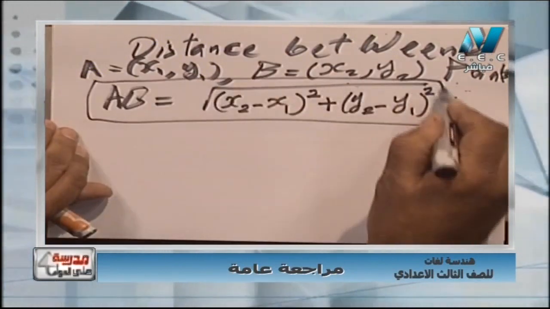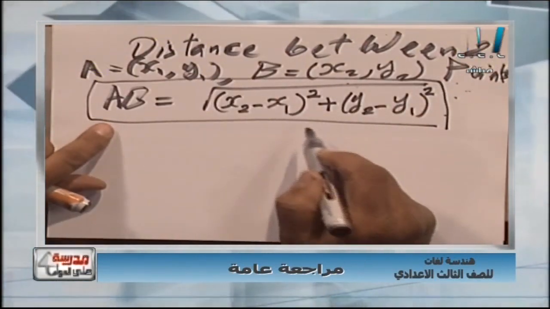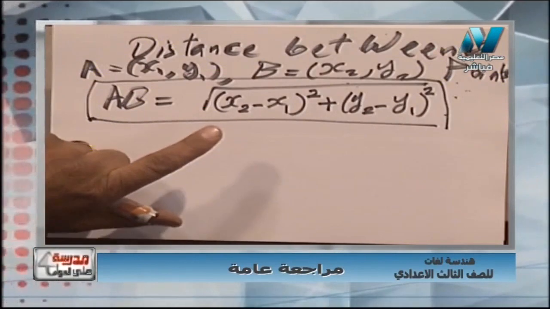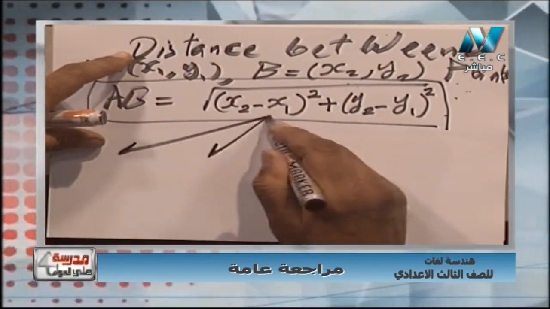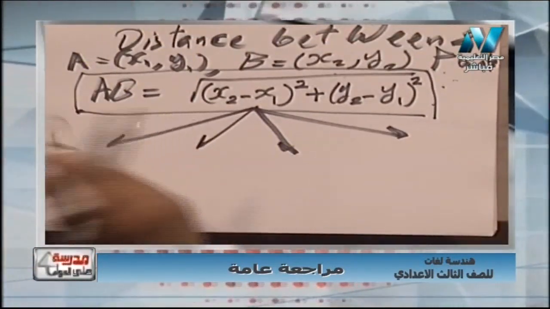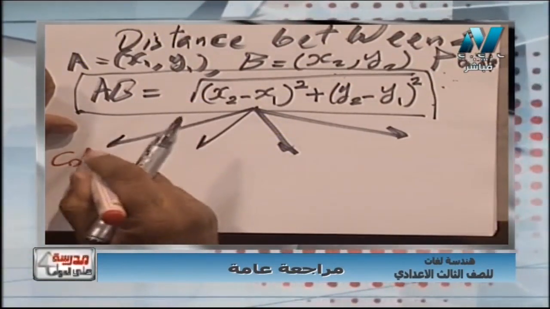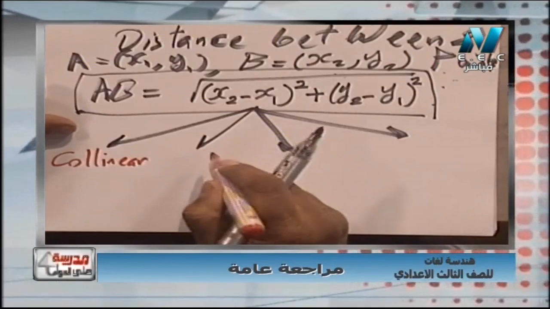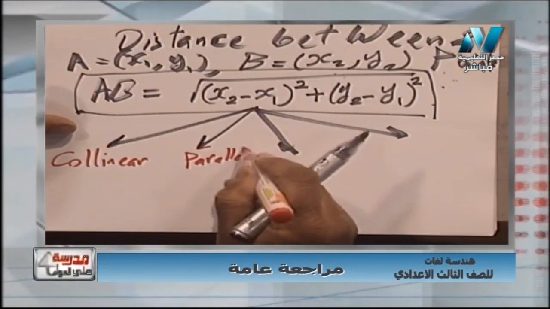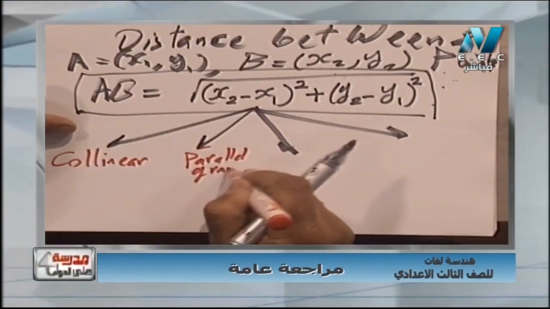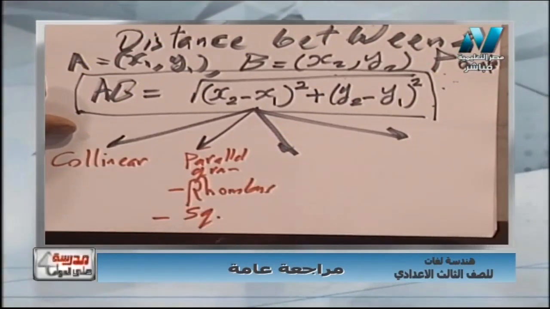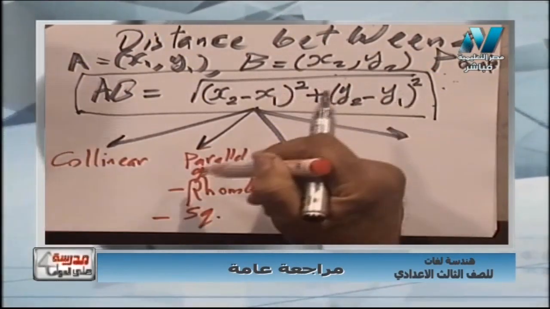This is the most important rule, or this is the only rule in the first lesson of your geometry syllabus. Okay. How do we use this rule? Maybe used to prove three points are collinear. Maybe the figure is a parallelogram, maybe a rhombus, maybe a square. In a parallelogram, we can prove each opposite sides are equal.